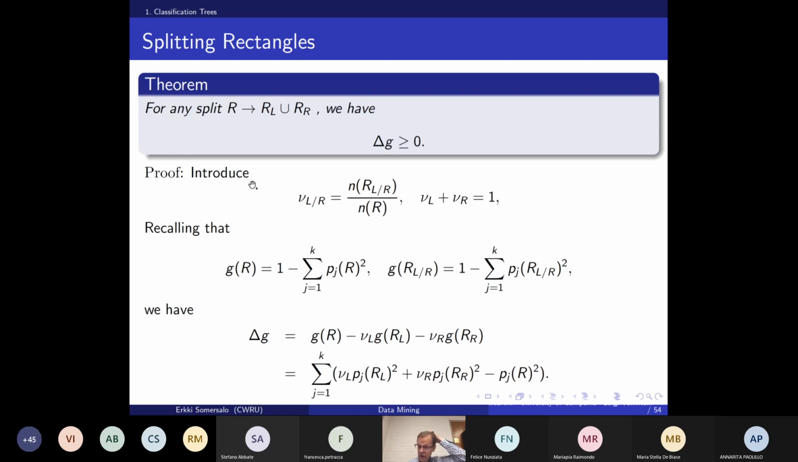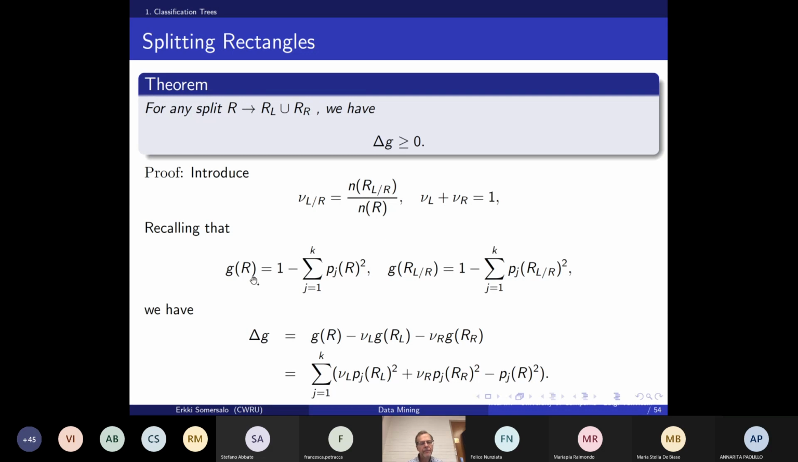So let's see how we are proving this. First of all, I am defining this new L and new R as the frequency or the probability that the point falls to the left or to the right. And so the sum of those two frequencies equals 1. Okay, so this is the first observation. Remember, eta is the frequency of being on the left, being on the right.